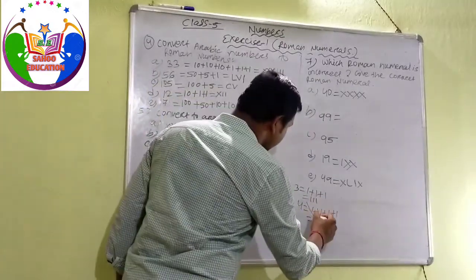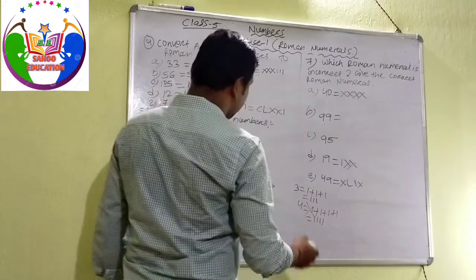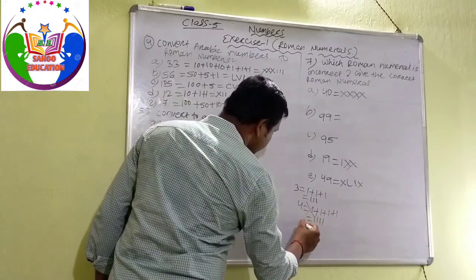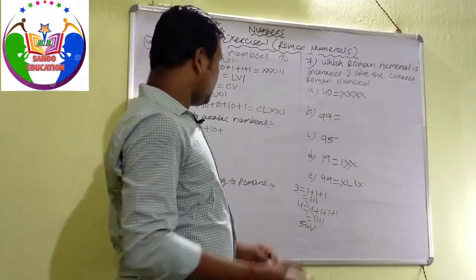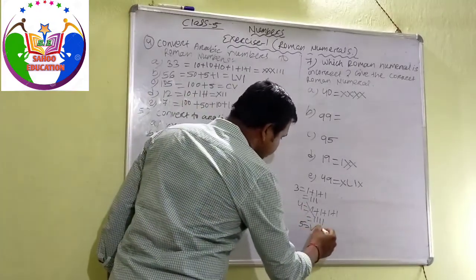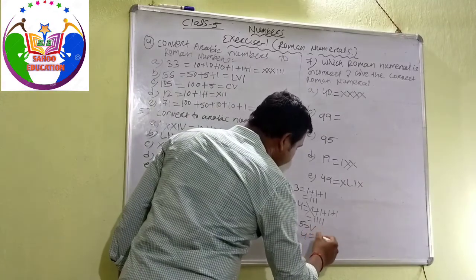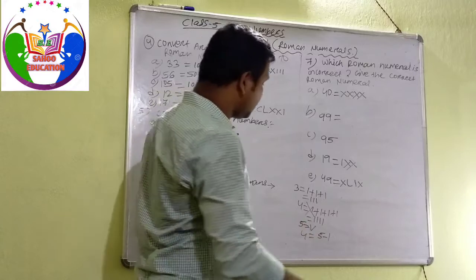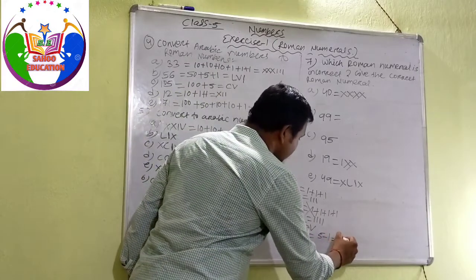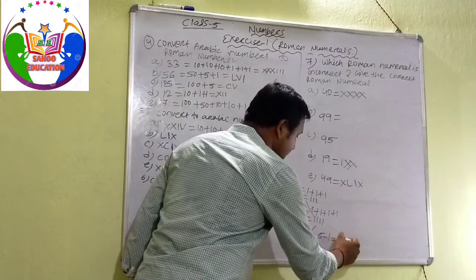Okay, this is wrong. We know the letter for 5 is V. So for 4 we are writing 5 minus 1. 5 minus 1 is 4. So we will write I for 1 and V.